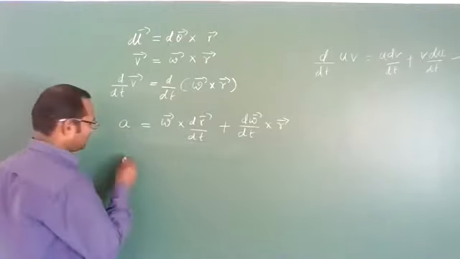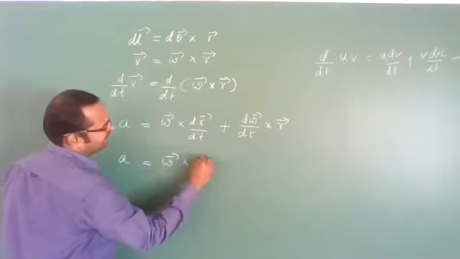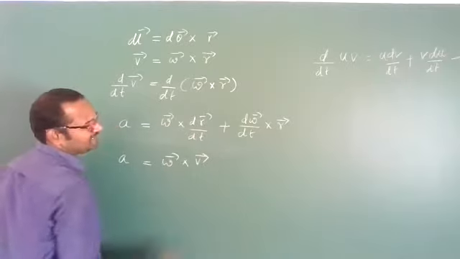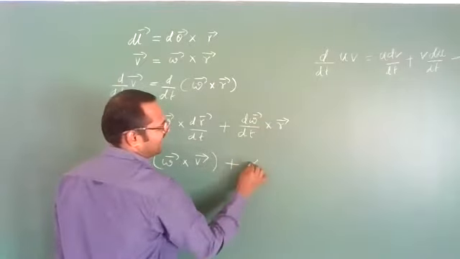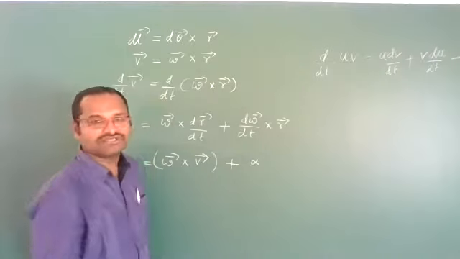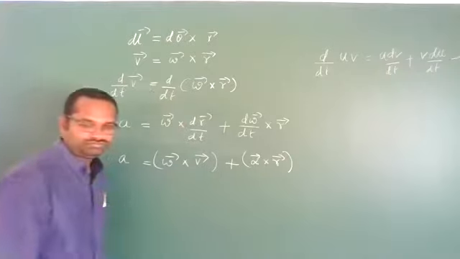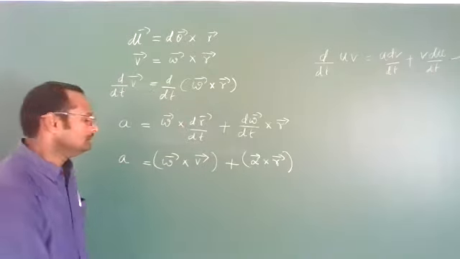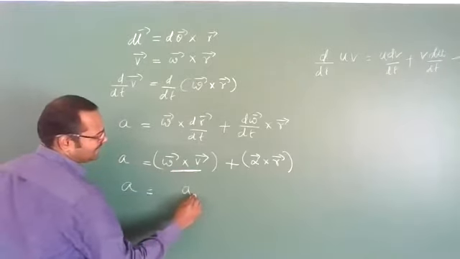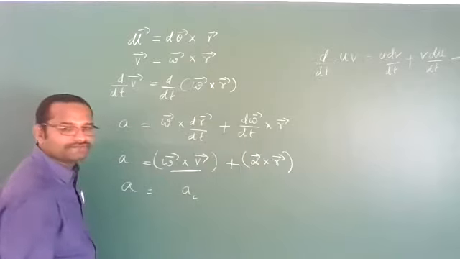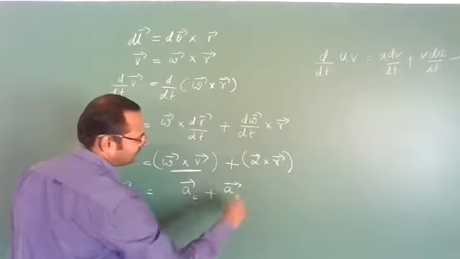So a equals omega bar cross dr by dt, and dr by dt is nothing but velocity, plus d omega by dt, which is angular acceleration, cross r bar. This first term is called centripetal acceleration, and this second term is called tangential acceleration.